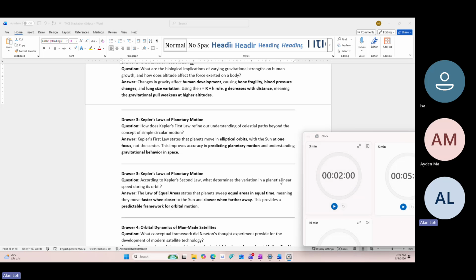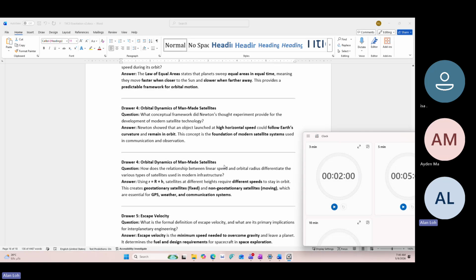Okay. Drawer 4, man-made satellite. 2 minutes, start now.